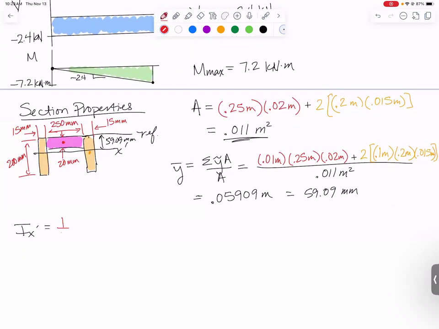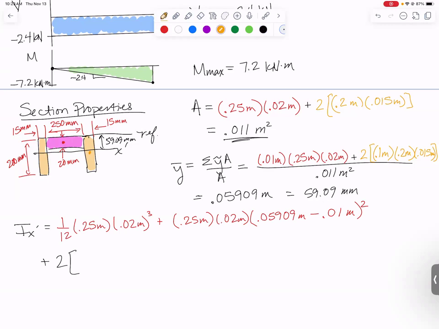Pink rectangle will have 1/12. The base is 0.25 meters. The height is 0.02 meters, which gets cubed. We add 2 at that area, 0.25 meters, 0.02 meters, times the distance between its centroid and the centroid of the whole shape. So 0.05909 meters minus 0.01 meters. That gets squared.